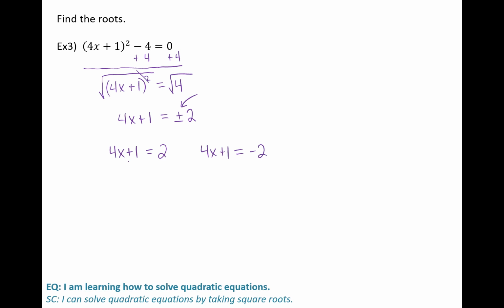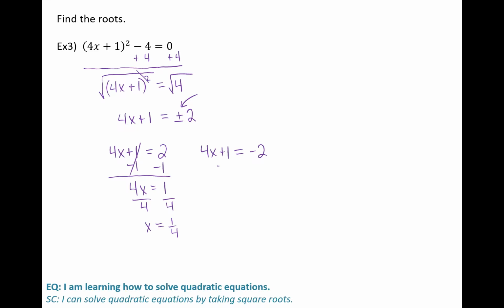So I'm going to start with this one. I subtract 1 from both sides. 1 minus 1 is 0. I get 4x equals, looks like 1. 2 minus 1 is 1. Divide both sides by 4, and I get x equals 1/4.